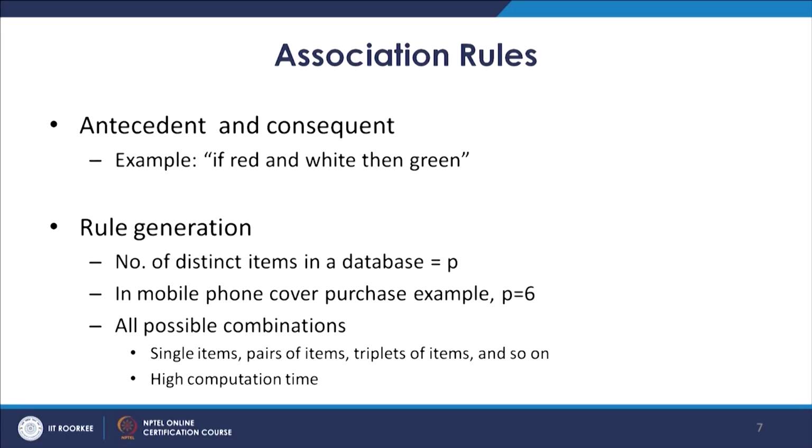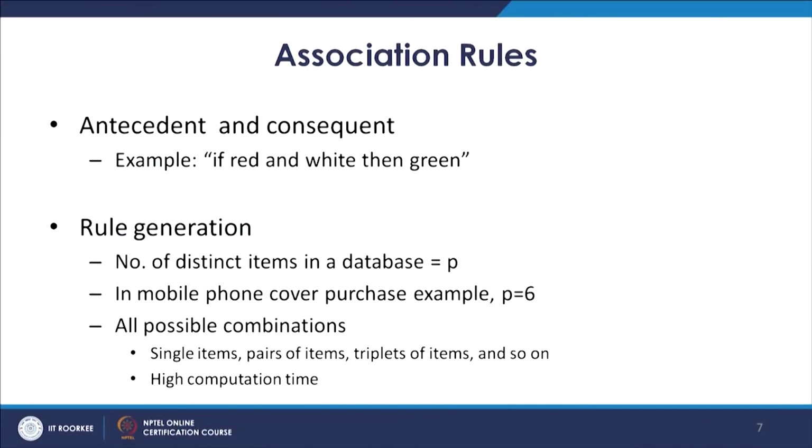However, later on, as we understood, the strength of these rules are to be assessed. So, we will know which particular rule is having higher strength, and probably those rules are going to be selected later on. So, one example could be if red and white then green. So, in this case, as you can see, the antecedent item set is having 2 items, that is red and white, and the consequent item set is having just 1 item, that is green.